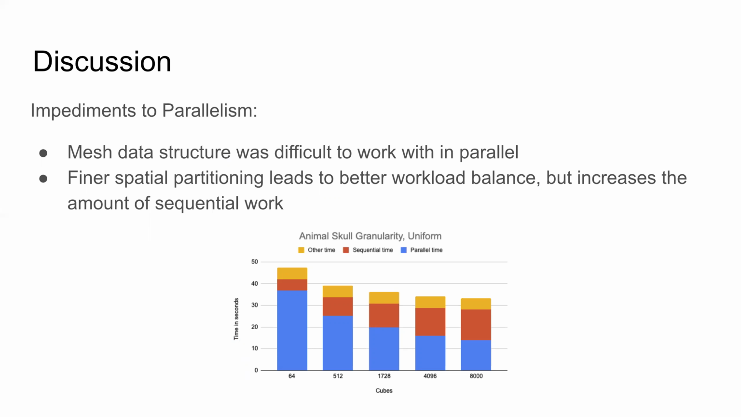Additionally, we had a balance between the workload balance and the amount of sequential work. As we partition the space more finely, then we get a better workload balance, but it increases the amount of triangles that are on the border between multiple parts of the partition, which have to be inserted sequentially. So in this diagram at the bottom, we can see that parallel time decreases, but sequential time increases. This concludes our presentation on the parallel fast tetrahedral meshing algorithm.